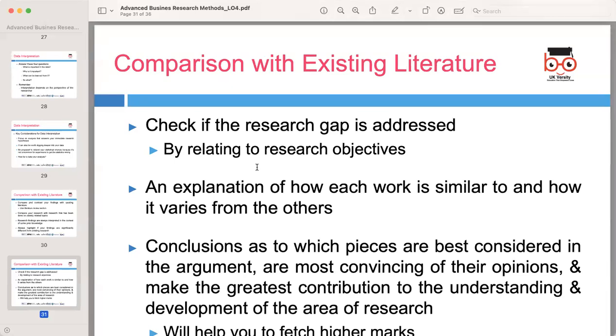Relating to research objectives, to assess how well the existing literature relates to the research objectives, we need to examine whether the studies align with the goals and aims of the research. This alignment ensures that the literature is relevant and can provide valuable insight to support the research arguments.